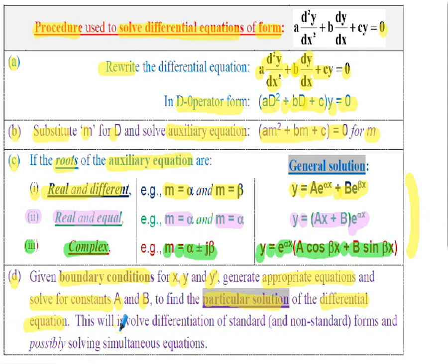You should be aware that this process will involve differentiation of standard and possibly non-standard forms, and also the possibility of solving simultaneous equations to find the A and B constants. It depends on the type of equation we're trying to solve.